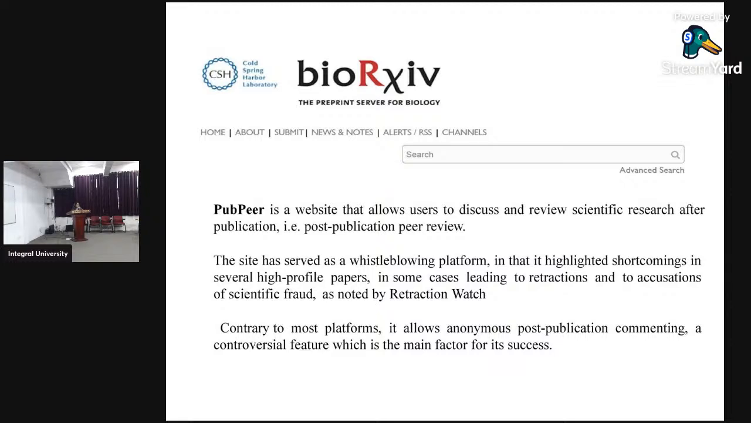So it's a free publication review portal. Can the papers be stolen from it? No, if it's on bioRxiv, nobody has the right to steal it.